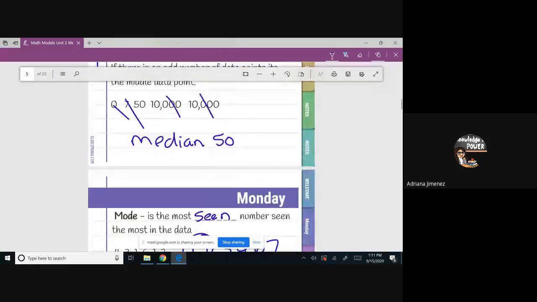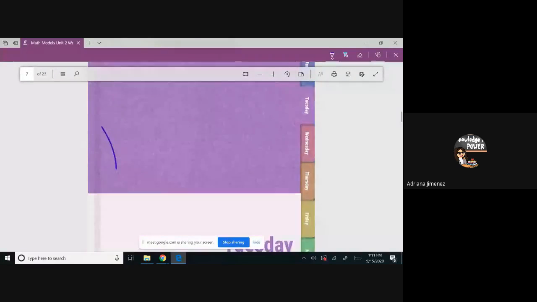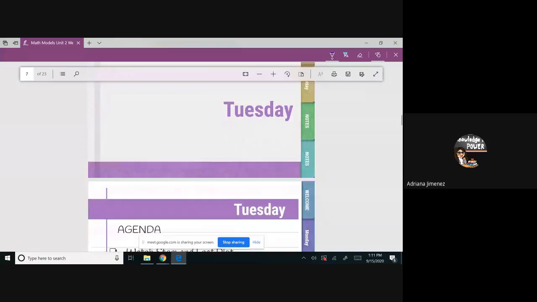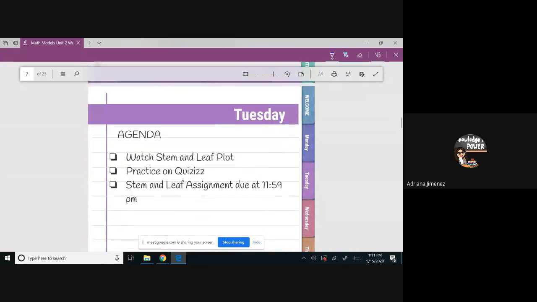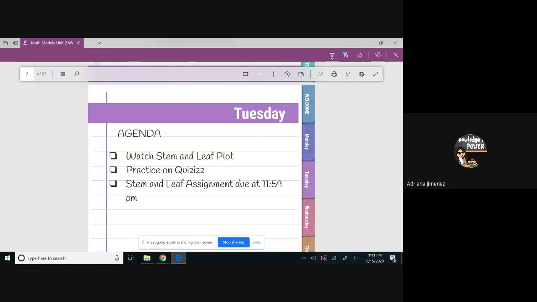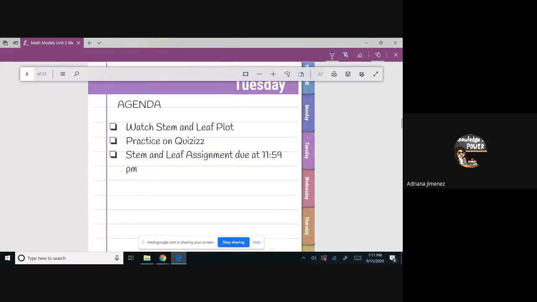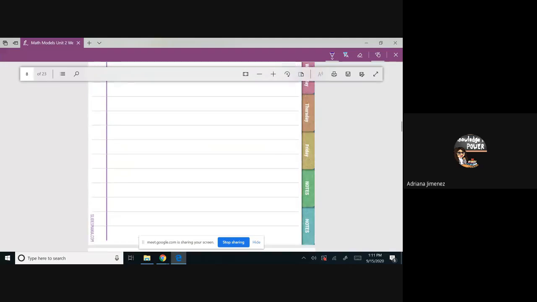So what I'm going to do is move on to Tuesday. So I'm just recording this so that whoever isn't able to show up, I can send this out. So I already have like 2 questions about how do you do the stem and leaf plot.